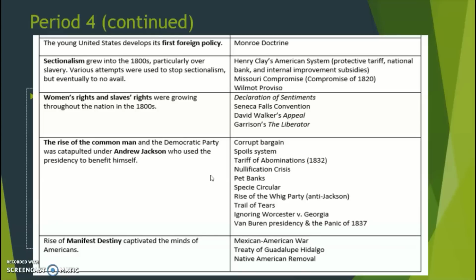Also during this time, the Tariff of Abomination, which is going to culminate in the nullification crisis, and he's even threatening to hang his own vice president. Think about that, in South Carolina.